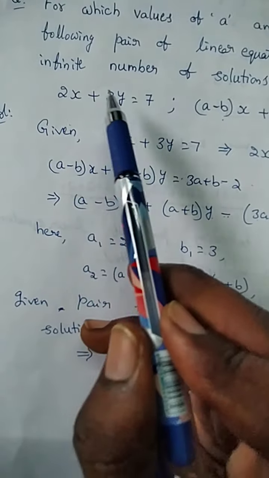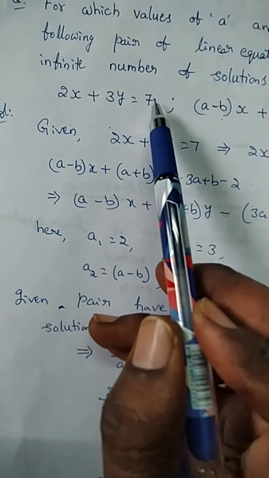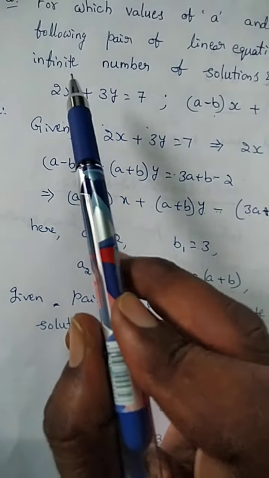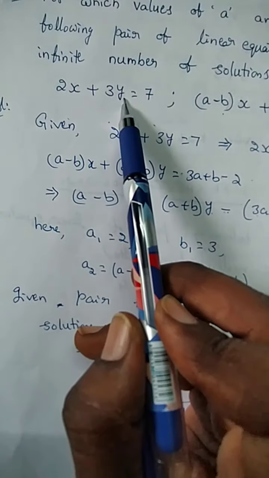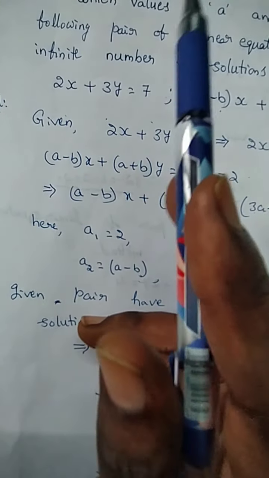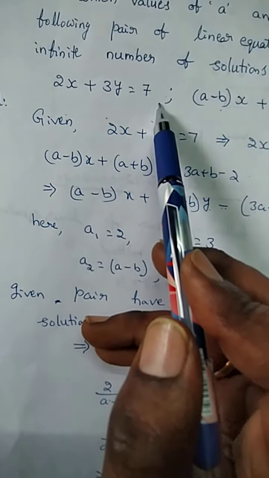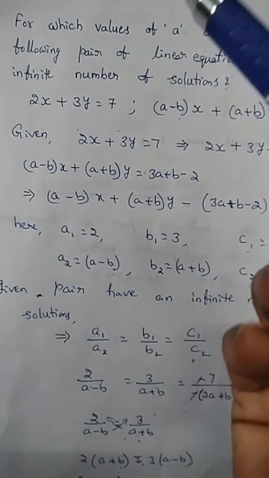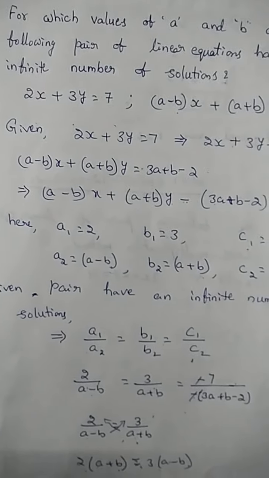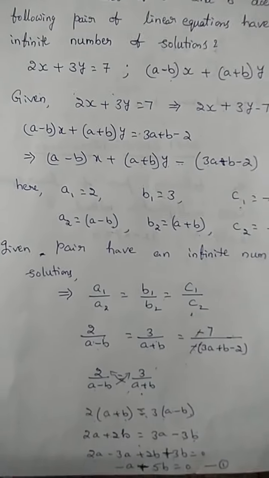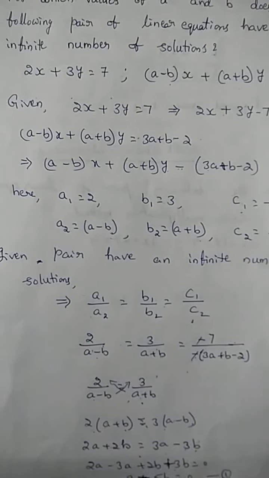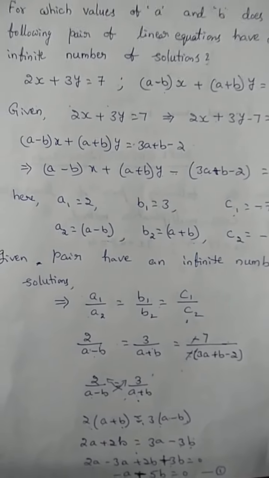2 by 4 is 1 by 2, 3 by 6 is 1 by 2, 7 by 14 is 1 by 2. The ratios of the x coefficients, y coefficients, and constants are all the same: 1 by 2, 1 by 2, 1 by 2. Then automatically the pair has infinitely many solutions. Yes, it is tallied. So this is a way to find whether the answers are right or wrong.